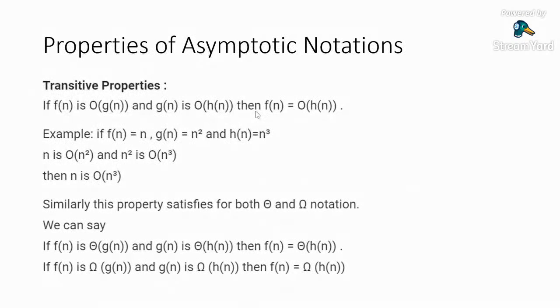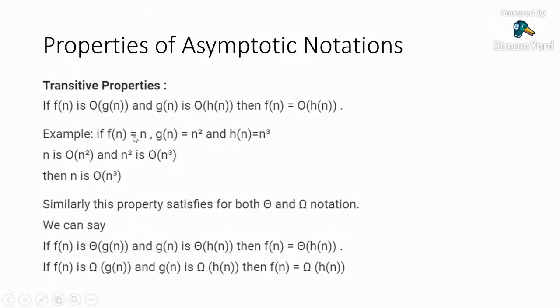Then the third property is important, that is known as the transitive property. Transitivity means suppose A is related to B and B is related to C, then how A is related to C, that is known as the transitivity property. So what is transitivity? If f of n is order of g of n and in turn g of n is order of h of n, okay, then f is related to g is related to h with the help of this order of. So with the help of transitivity, we can say that f of n is order of h of n.